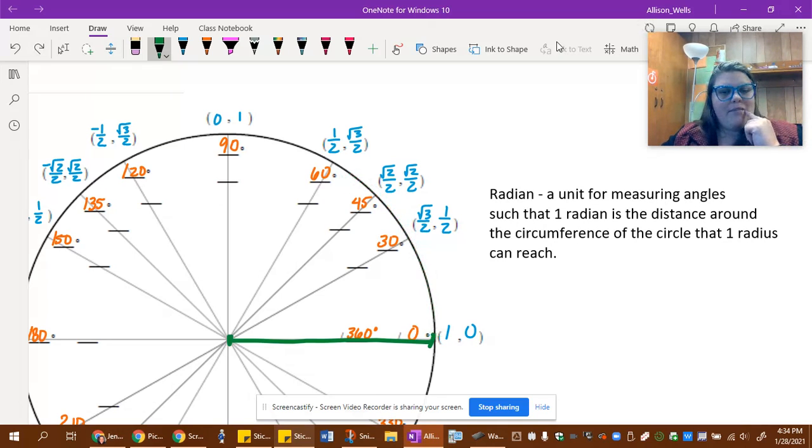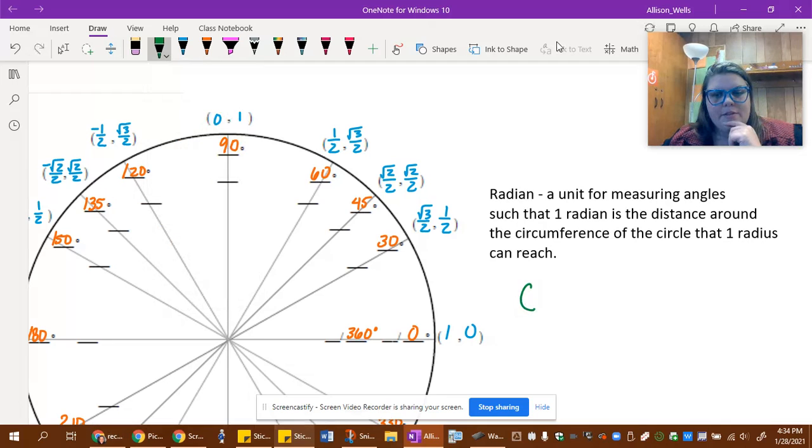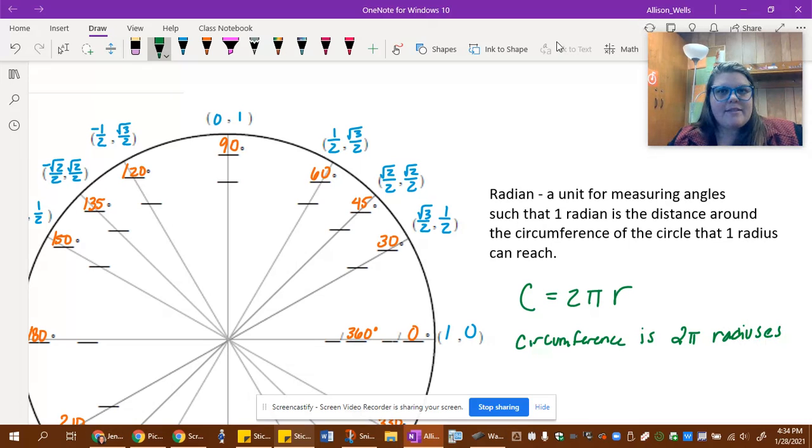In fact, here's some evidence for that. We should be familiar with the circumference formula from geometry. Circumference equals 2 pi r. Well, what does r stand for? R is the radius. That means that if we turn this back into words, the circumference equals 2 pi radiuses, 2 pi times the radius.